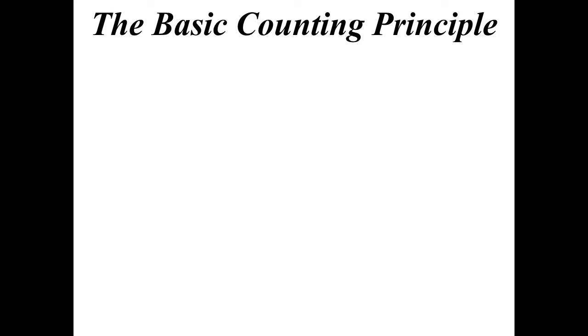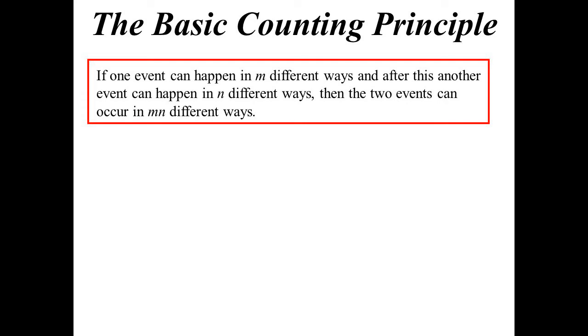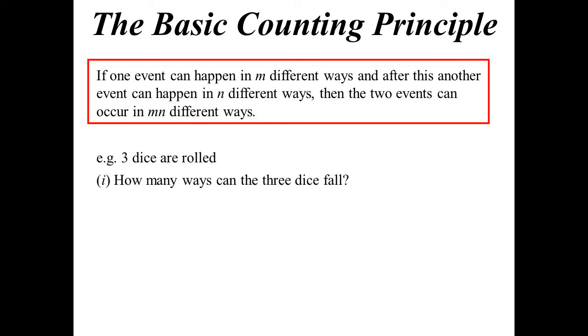So the basic idea is this. If one event can happen in m different ways, then after that another event can happen in n different ways, then the 2 events can occur in m times n different ways. So a very basic idea. 3 dice, we're going to roll them. How many ways can the 3 dice fall?